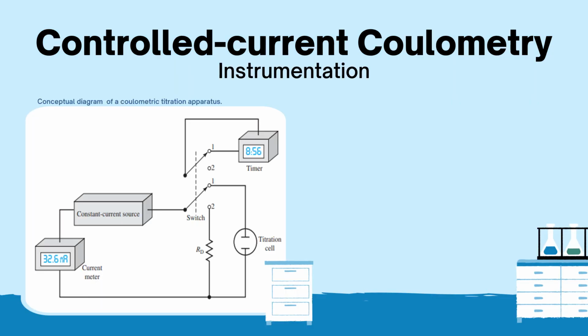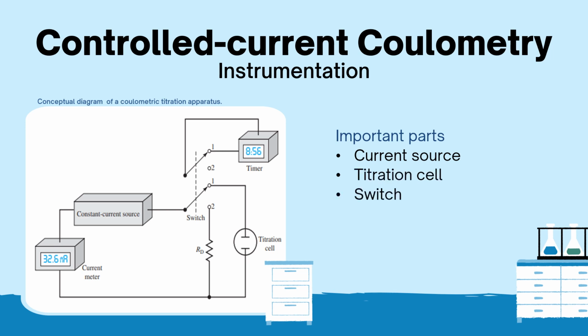The equipment required here includes a source of constant current from 1 to several hundred milliamperes, a titration cell, a switch, timer, and a device for monitoring current. As shown in this figure, moving the switch to position 1 simultaneously starts the timer and initiates a current in the titration cell. When the switch is moved to position 2, the electrolysis and the timing are discontinued.